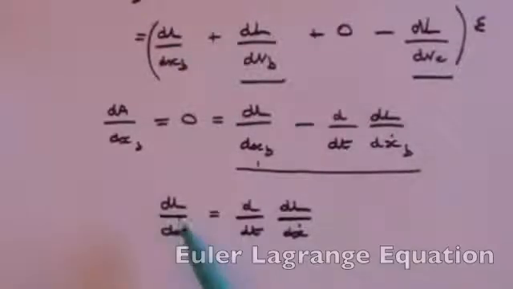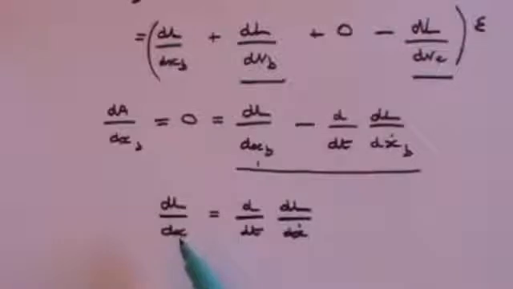The derivative of the Lagrangian with respect to x is equal to the derivative with respect to time of the derivative of the Lagrangian with respect to x dot. The Euler Lagrange equation. So here it is again. The derivative of the Lagrangian with respect to x is equal to the derivative with respect to time of the derivative of the Lagrangian with respect to x dot.